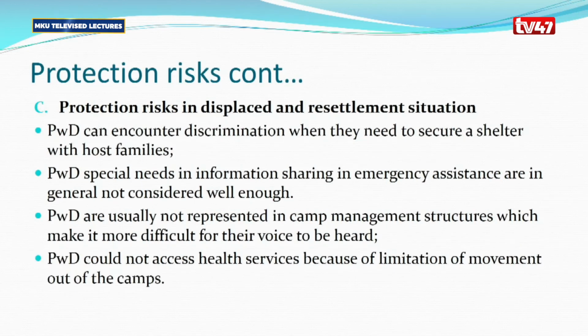C, we have the protection risks in displacement and settlement situations. One, persons with disability can encounter discrimination when they need to secure a shelter with host families. Two, persons with disability, special needs in information sharing and emergency assistance are in general not considered well enough. Three, persons with disability are usually not represented in camp management structures, which makes it more difficult for their voice to be heard. Next, persons with disability could not access health services because of limitation of movement out of the camp. Now, I want you to see that C is protection risks in displacement and resettlement situations, where you are put in camps and you happen to have a certain disability, whether visible or invisible.